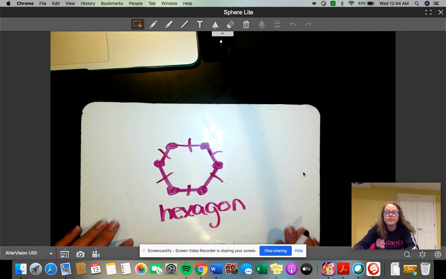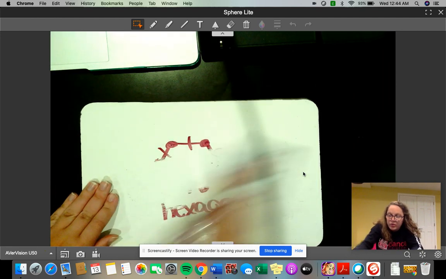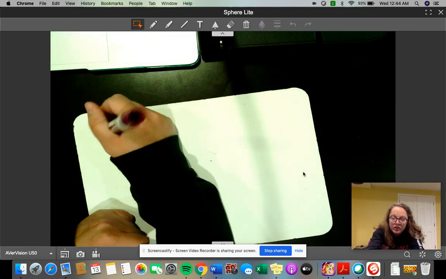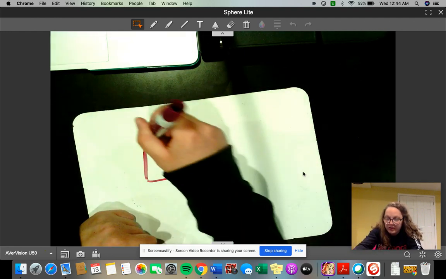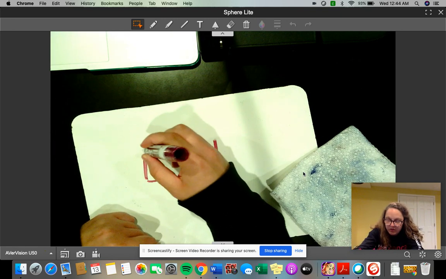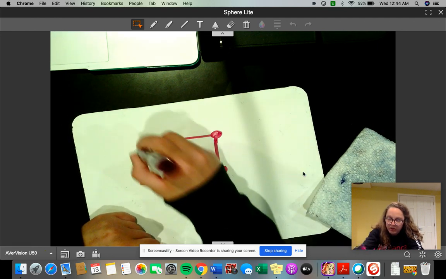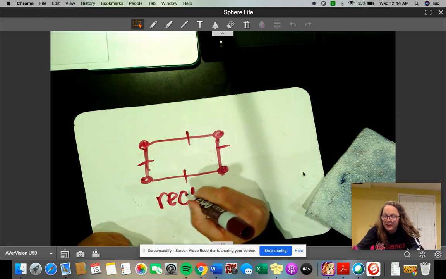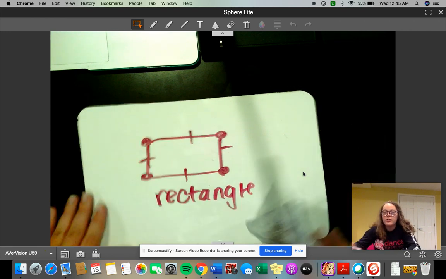We know, here, let's turn that light off, much better. All right, we know that a rectangle has 4 sides and 4 corners. There we go. 1, 2, 3, 4. Rectangle. And that is the shape that we are going to be working on today, the rectangle.